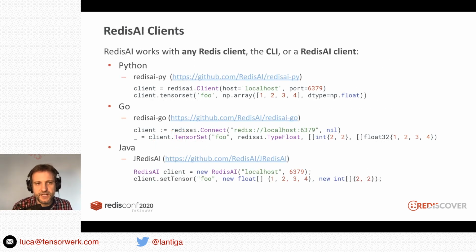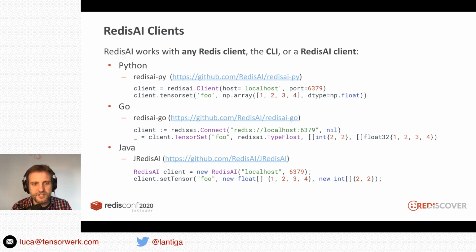We have a set of clients. Actually, you can use RedisAI with any Redis client, even the CLI, which is probably good for individual commands. But if you use any programming language that you don't see listed here, you can really use RedisAI from any supported client. But we also created RedisAI-specific clients like RedisAI-Py, RedisAI-Go, and JRedisAI for Java that will integrate a bit better with the ecosystem, and they will make it really painless to, for example, have in Python a NumPy array that you want to set at a key. And this is how you do it.